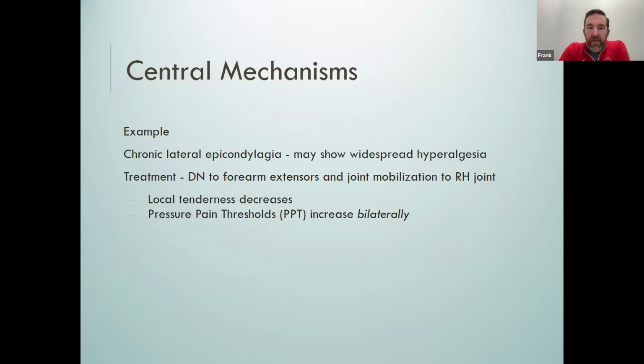So one example could be chronic lateral epicondylalgia. They may have widespread hyperalgesia, so multiple joints. So there's maybe some element of chronic central sensitization. Okay, we do some dry needling to the forearm extensors and maybe some joint mobilization to the radiohumeral joint. What you'll see often, and we've both seen this, is that local tenderness decreases, but the pressure pain threshold is increased bilaterally, so away from where we affected.